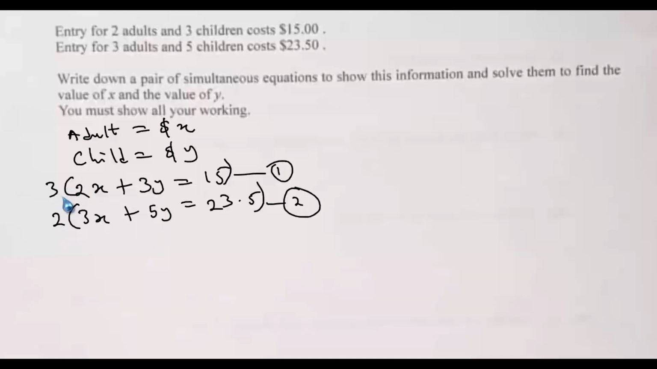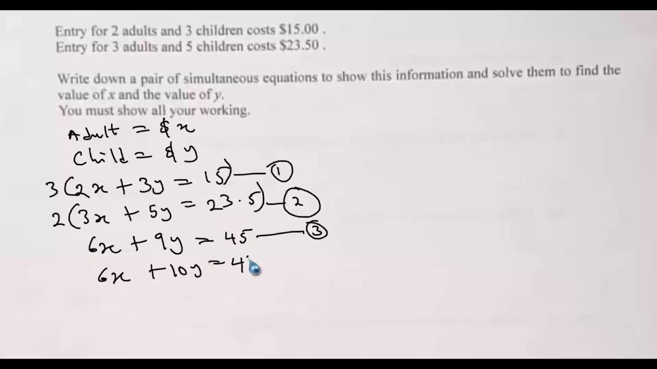So if you open the bracket from the first equation, you're going to have 3 times 2x, you have 6x, then plus 3 times 3y, that is 9y, then equals to 3 times 15, that will be 45. So we can call this equation 3. Then the same thing, let's open the bracket in equation 2. You have 2 times 3x, that will be 6x, plus 2 times 5y, 10y, equals to 2 times 23.5, that will be 47. So you can call this equation 4.